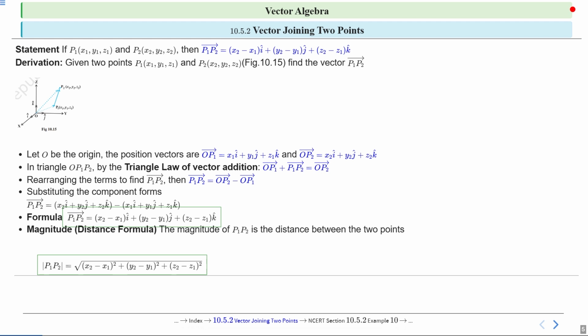Now the magnitude, the distance formula: the magnitude of P1P2 is basically the distance between 2 points. So the magnitude of P1P2 will be root over (x2 minus x1) square plus (y2 minus y1) square plus (z2 minus z1) square. Okay.